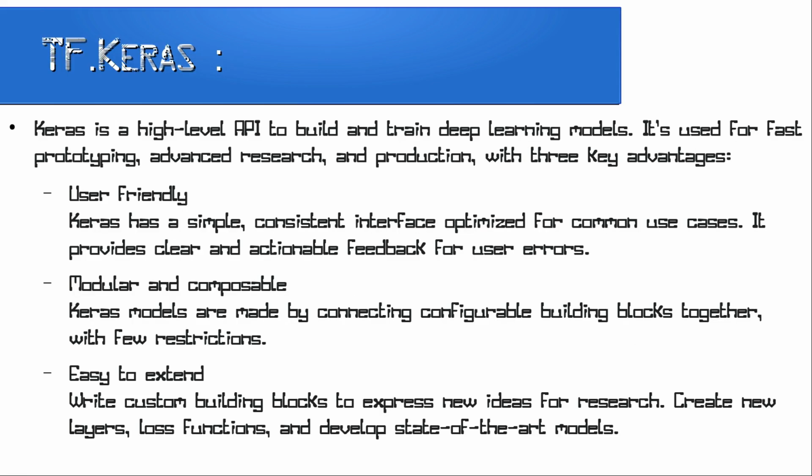Now moving to tf.keras. Keras is a high-level API to build and train deep learning models. It is used for fast prototyping, advanced research, and production, with 3 key advantages, namely user-friendly. That is, Keras has a simple, consistent interface optimized for common use cases. It provides clear and actionable feedback for user errors. Point number 2, modular and composable. That is, Keras models are made by connecting configurable building blocks together with few restrictions. Point number 3, easy to extend. That is, write custom building blocks to express new ideas for research, create new layers, loss functions, and develop state-of-the-art models.